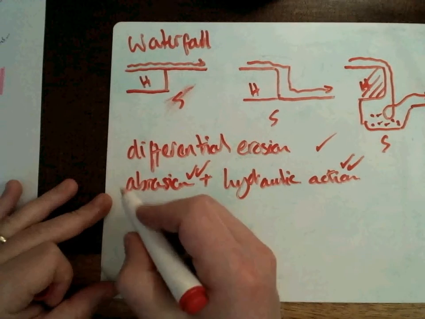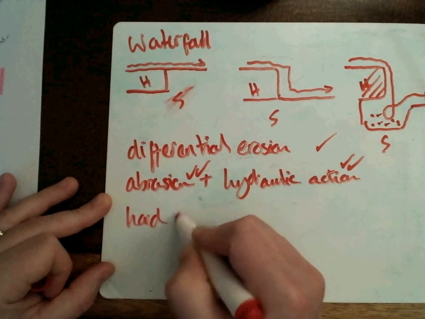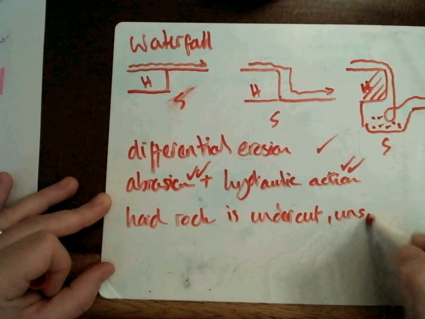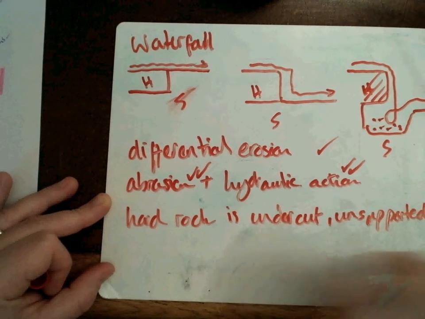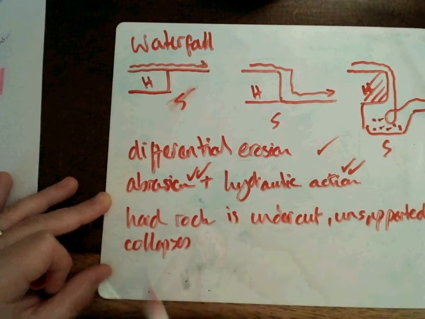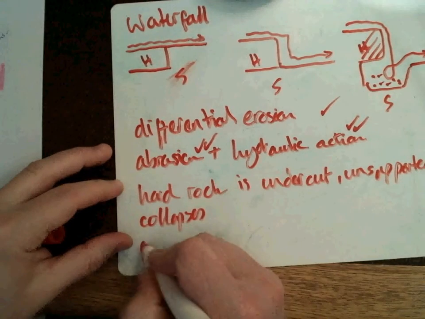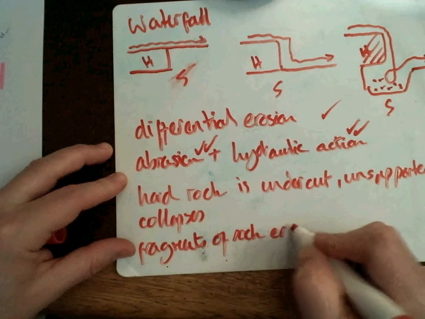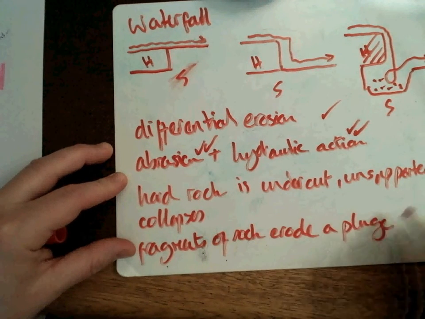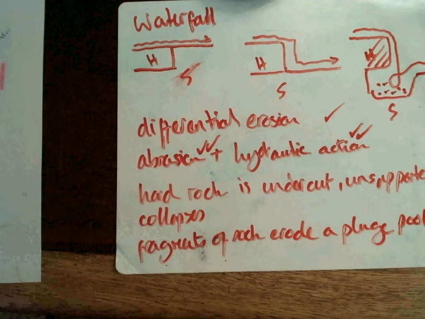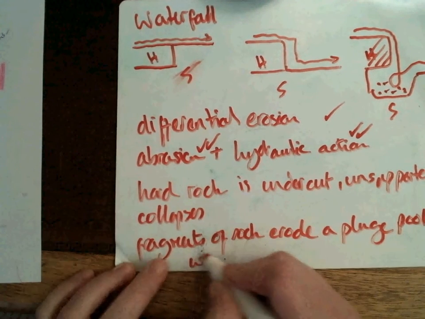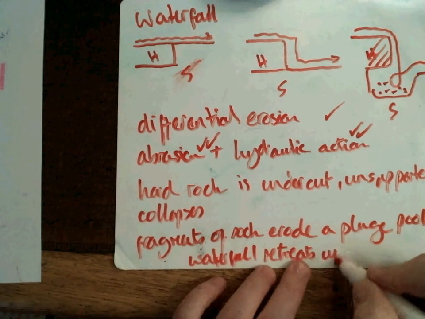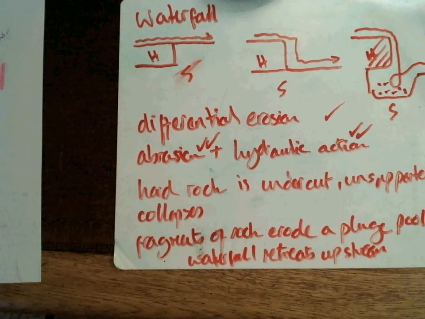After this point, you would point out that the hard rock is undercut, unsupported, and collapses. The fragments of rock erode a plunge pool, and the waterfall retreats upstream.